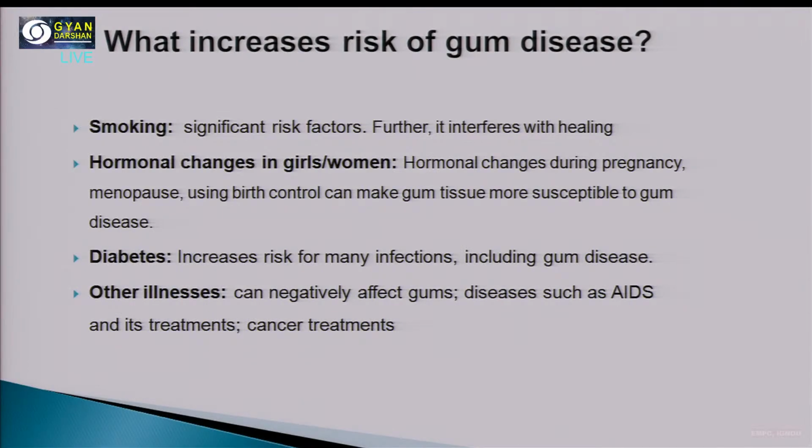So there are a few factors which increase the risk of gum disease. Firstly is smoking, because it interferes with the healing. Then hormonal changes in girls and women. Hormonal changes take place during pregnancy, during menopause, and using birth control can also make the gum tissue more susceptible to gum disease. So while taking history also, one can ask the female patients whether they are pregnant, or they are in menopause, or they are on birth control pills.